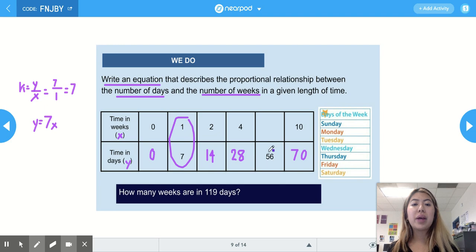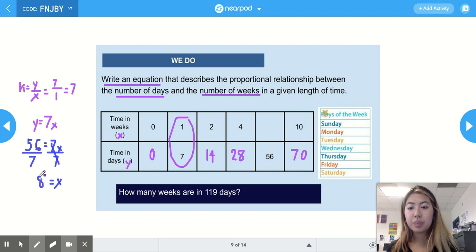So what I'm going to do is plug in this 56 into the equation that we came up with. So we have 56 is equal to 7 times x. We want to move this 7 to the other side, so we just have the x alone. That's called isolating the variable. So to isolate the x, we're going to have to divide both sides by 7, because we're doing the opposite operation, also called the inverse operation. 7 divided by 7 is 1. So then we're just left with x, and 56 divided by 7 is 8. So that was our x value when our y value is 56.